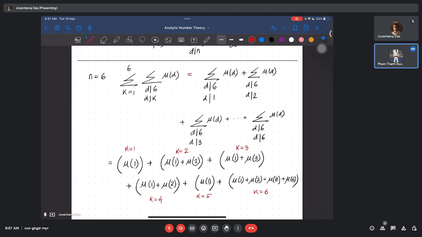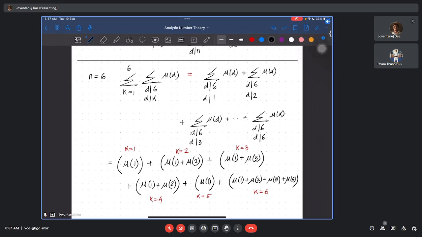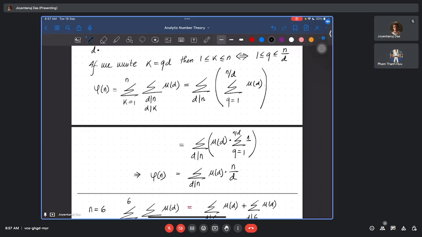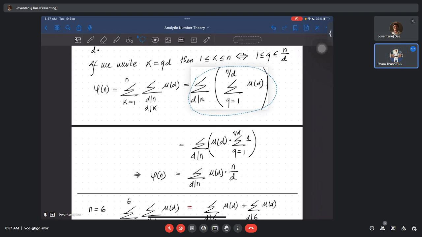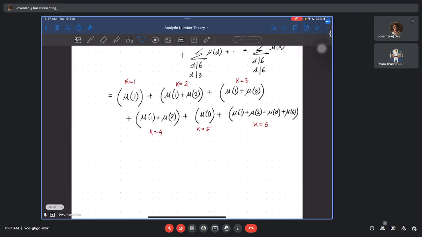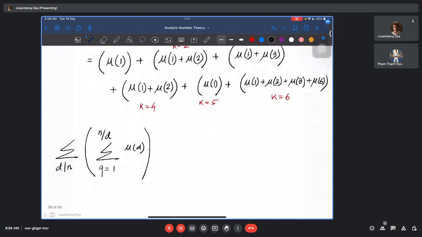Okay, now let us see what is happening to the other part. The other part is this thing. So d divides n and then summation. Here n is 6, so we'll replace by 6. Here also n is 6. So then what will be the terms of the summation? Tell me.